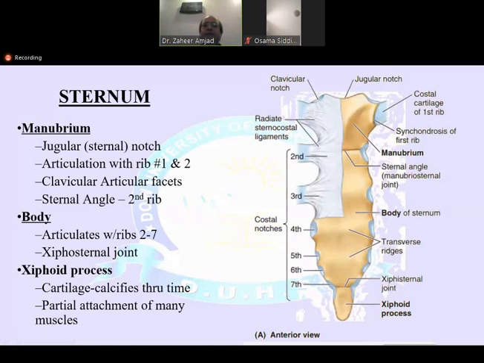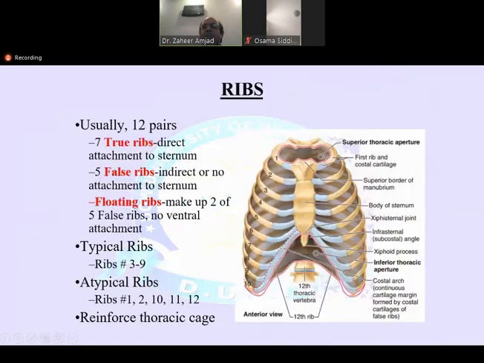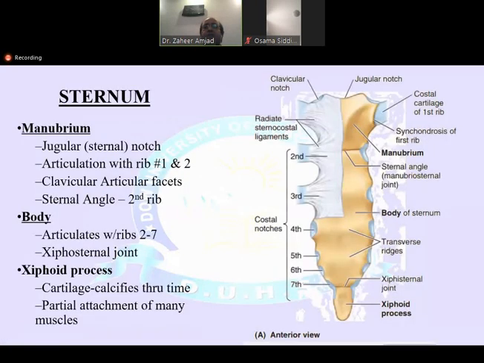So you see that the manubrium has a jugular notch over here. Then there are two facets which are visible here. The upper facet is for the clavicle, and the facet below that is for the costal cartilage of the first rib. Now remember that the first rib is joined with the manubrium. The cartilage of the first rib is joined by a primary cartilaginous joint.